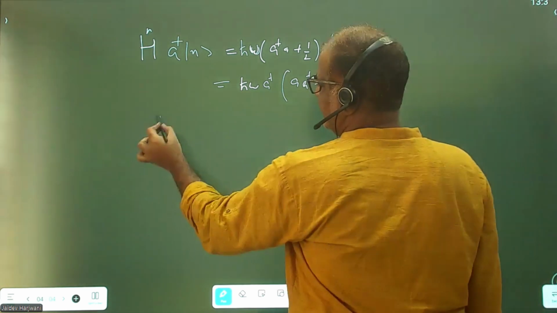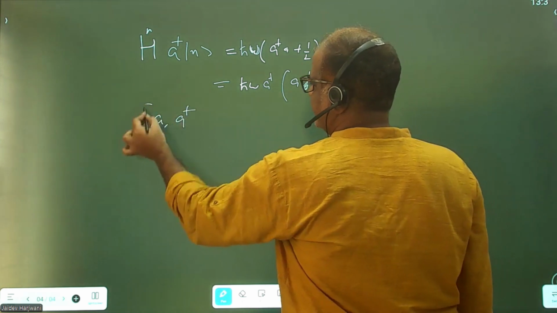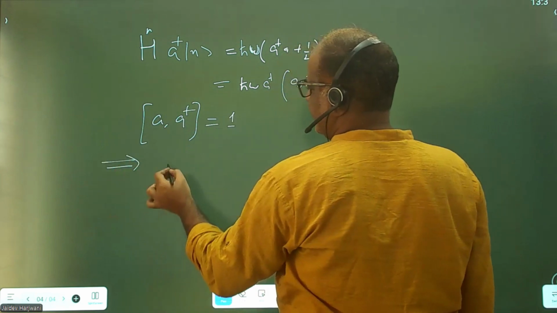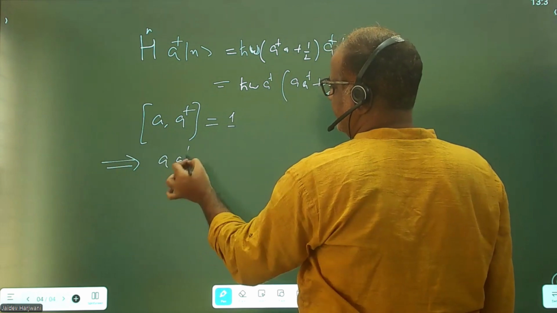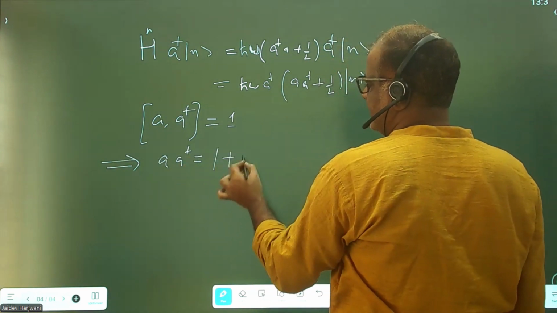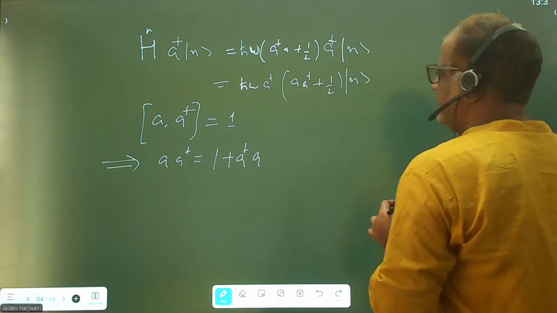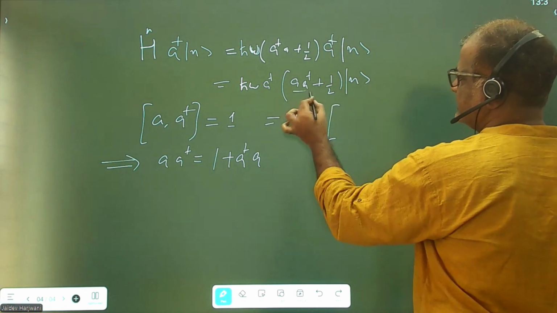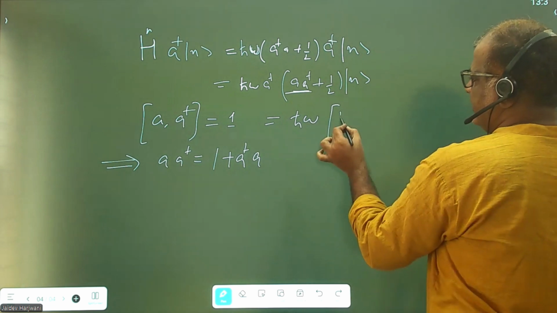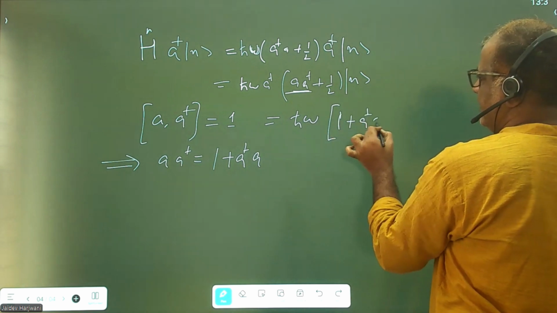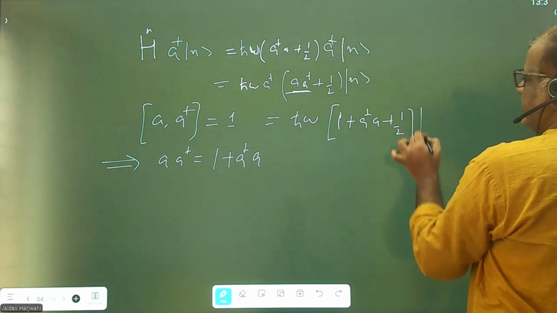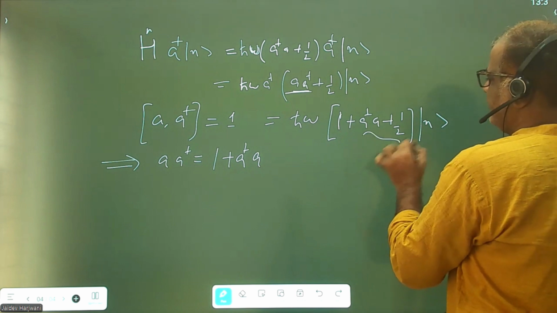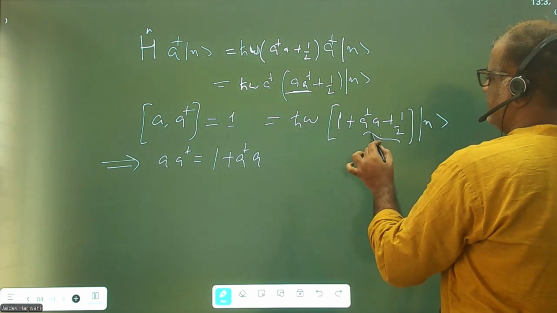Now we can easily prove that the commutator of a and a dagger, or a plus, is equal to 1. So from here I can write that a a plus is equal to 1 plus a number operator. So I can now write ħω times (a plus a half n)... and this is the Hamiltonian, ħω.